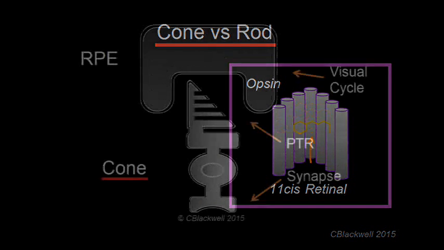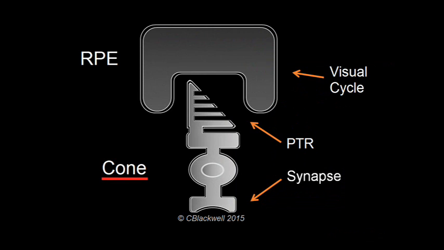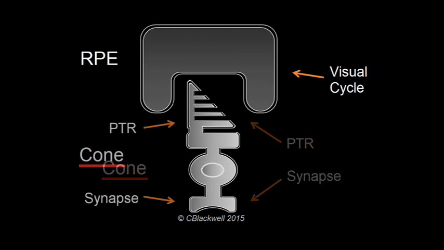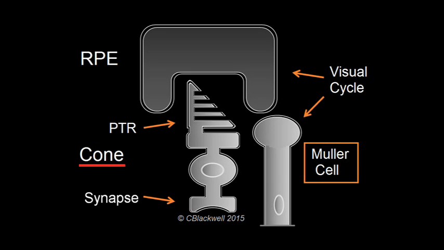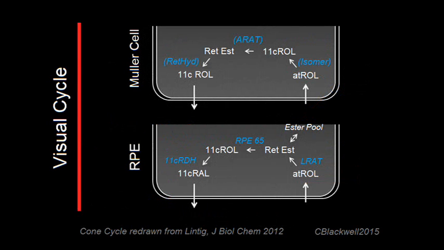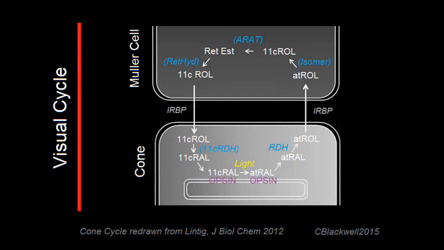The next item is also somewhat of a surprise. The visual cycle used by the rods is shared by the cones. However, cones have an additional visual cycle that runs through the Mueller cells in the retina. We did not discuss Mueller cells further here, except to say that they are glial cells important to several retinal functions. In addition to the different location, there are also different enzymes involved in the cone-dedicated visual cycle. Proposed enzymes are listed in parentheses.